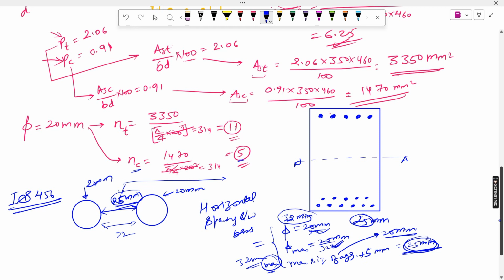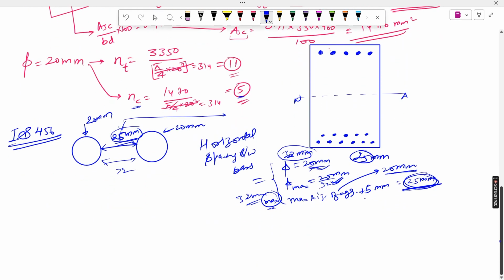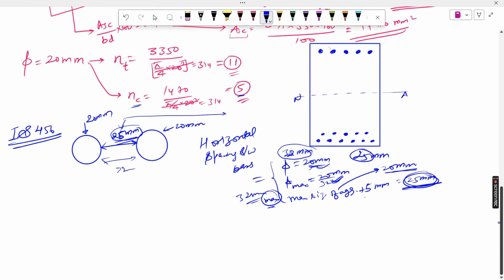So how many bars can you put here in a single row? In a single row, how many bars can you put? So you have to calculate these things. Okay, like I cut this section, the below section, I cut the lower section.